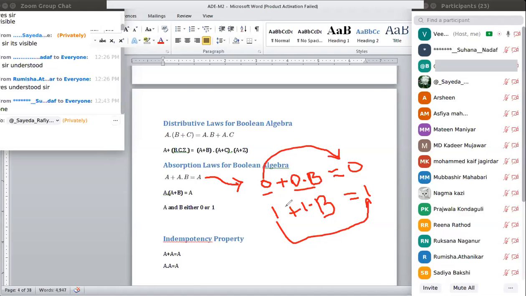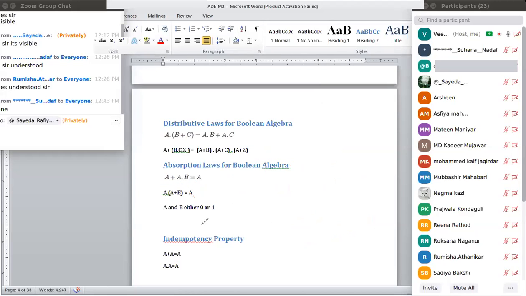So this value is absorbing this one, right? The second term, the second variable, has been absorbed into the first variable here. So a plus a dot b is equal to a, and a dot a plus b is equal to a only. If we prove it, we will get the same thing. And a and b either may be 0 or 1, that doesn't matter. So this is absorption law.